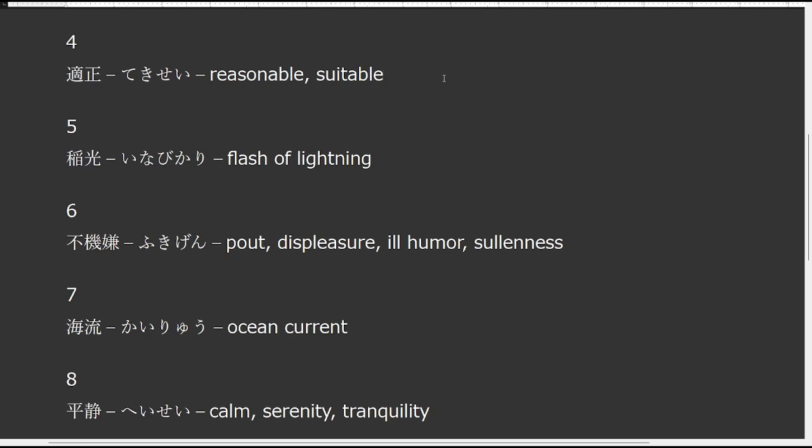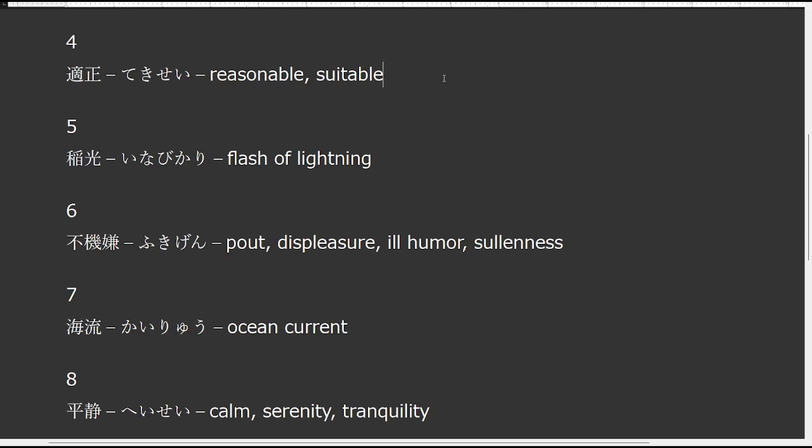It's a na-adjective: tekisei desu. Tekisei is reasonable, suitable, or appropriate. Literally translated, correctly reasonable or correctly appropriate.